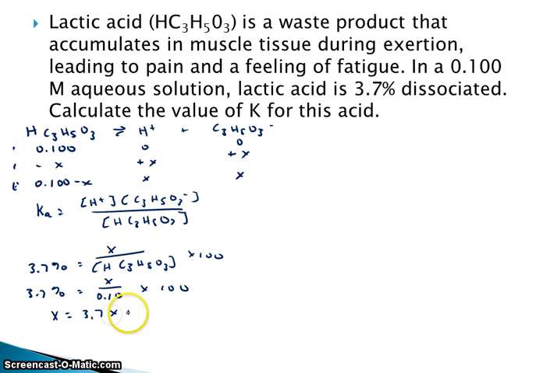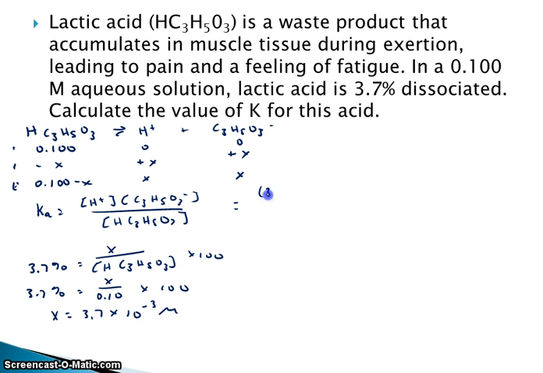X equals 3.7 times 10 to the minus 3. And that's our concentration of hydrogen ion. And it's the concentration of our lactate ion once equilibrium is established. Our percent dissociation is less than 5%, so our concentration of our lactic acid at equilibrium is going to be 0.100. Now we can plug those numbers in here.